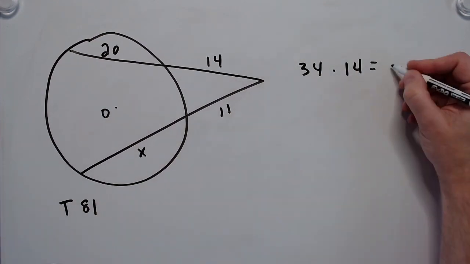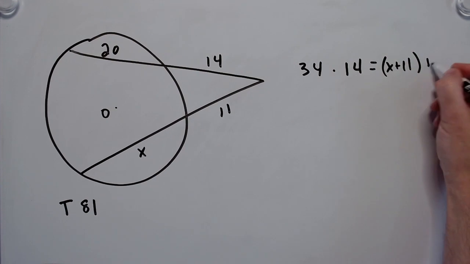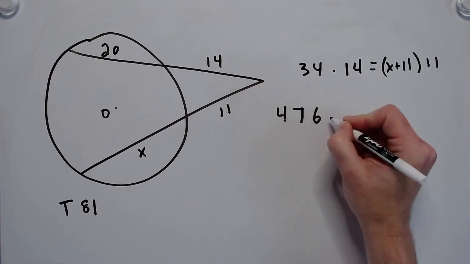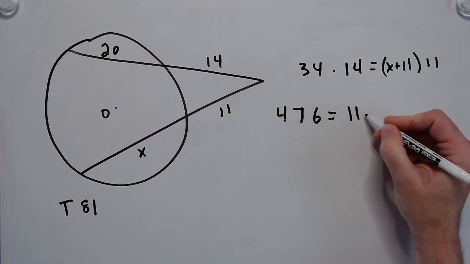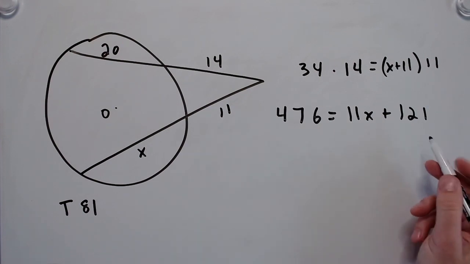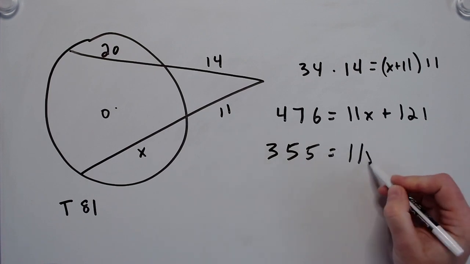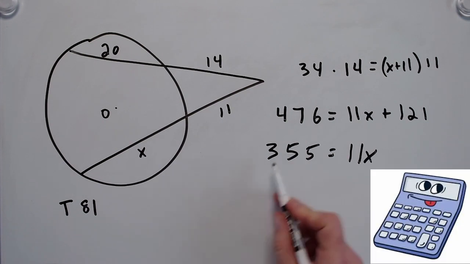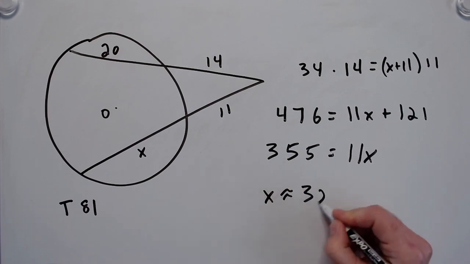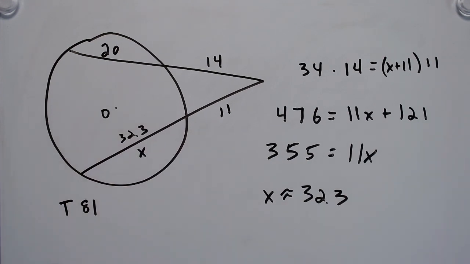this outside part, which is x plus 11. Remember, you have to add up the whole thing times the external part, which is 11. So 34 times 14 is 476. And then we'll expand this out here as 11x plus 11 times 11, which is 121. Subtract 121 from both sides, we end up with 355 equal to 11x. So we'll probably use a calculator for this because this isn't a happy multiple of 11. And we end up with x approximately equal to 32.3. That's out here, 32.3. All right, let's clean this off and do one final example.